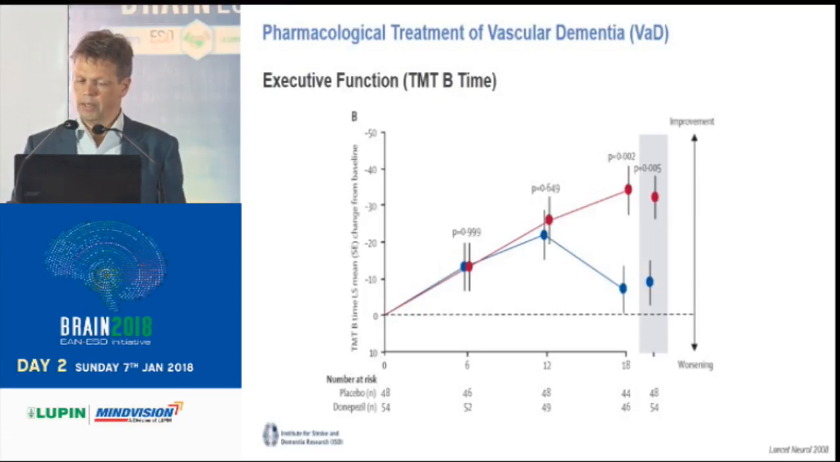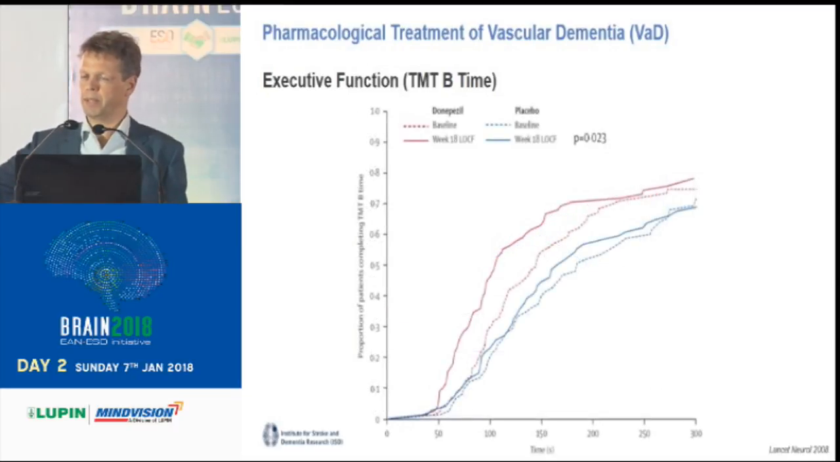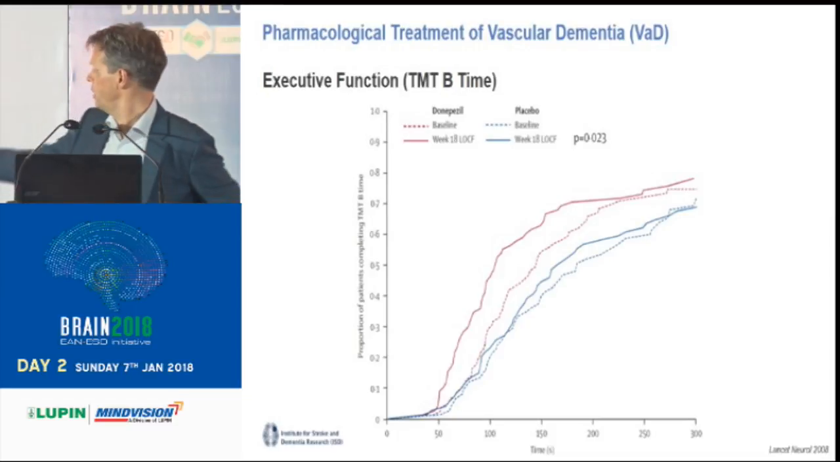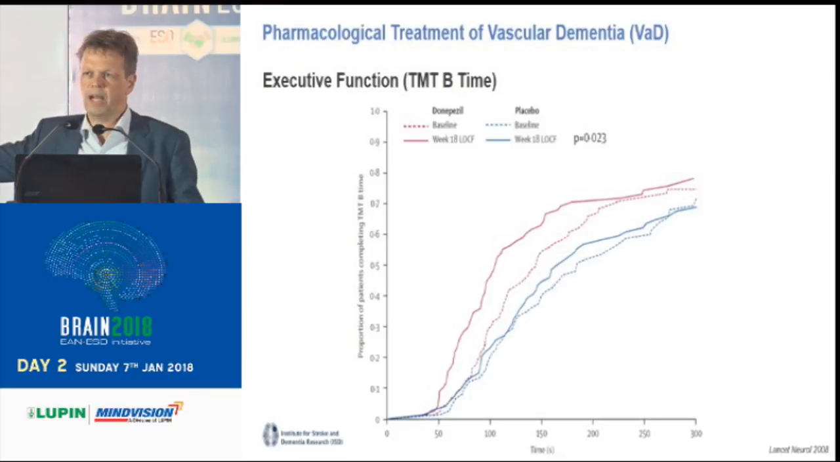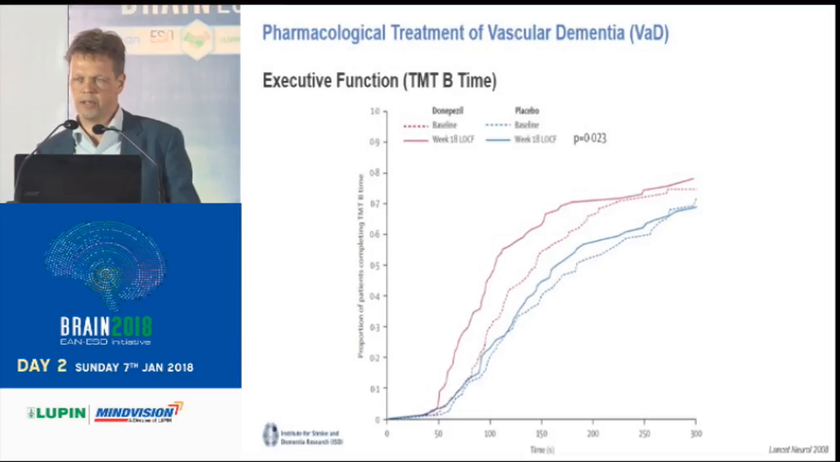Just to conclude, there's a problem for some patients to even complete the test, because what you do, as you've seen, is you stop the time the patient takes to complete the test. So this is a different way of looking at the results, and what you see is that patients here in red who received donepezil improved in terms of the time required to conduct the task under donepezil, but they didn't improve in the placebo group. And this was statistically significant.